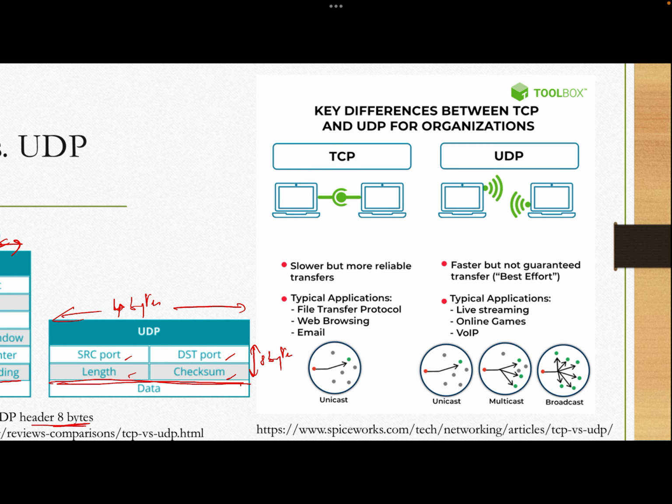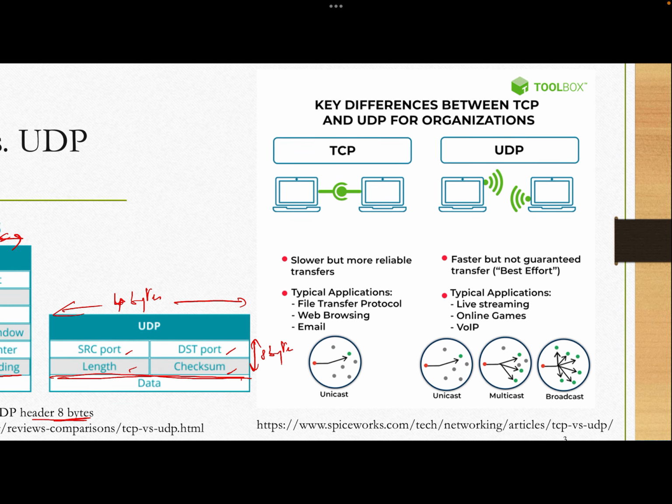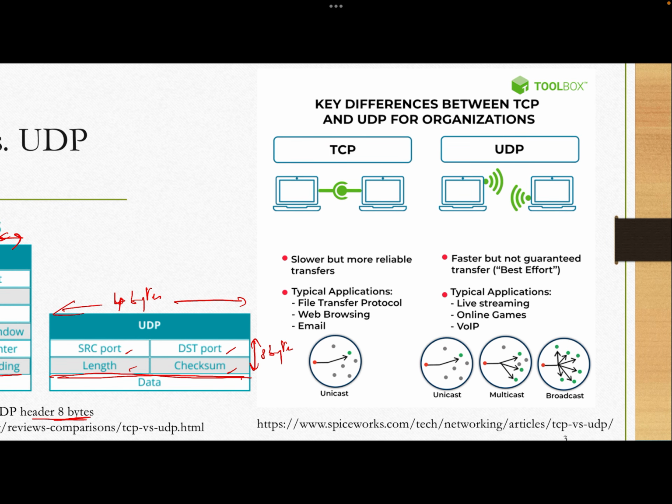Now, the key difference between TCP and UDP, as in the picture here: TCP is slower but more reliable. UDP is faster but does not guarantee transfer. It is a best effort service, similar to the IP protocol. Best effort, no guarantee of anything.